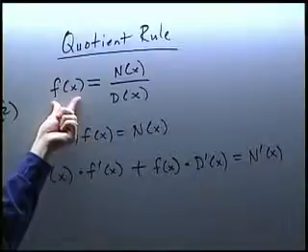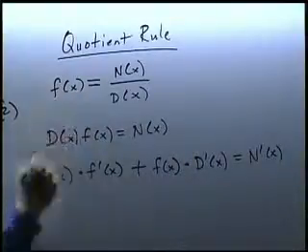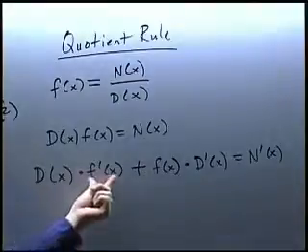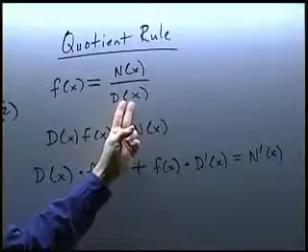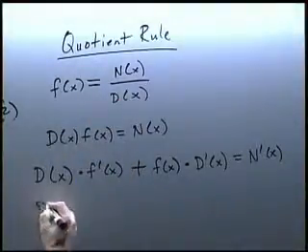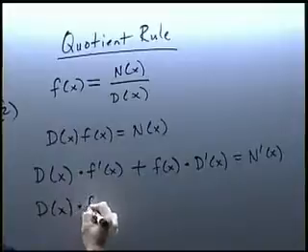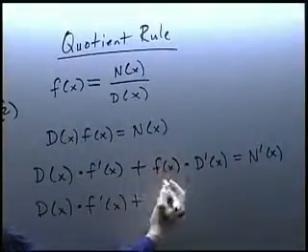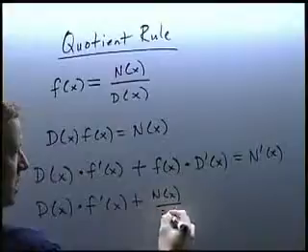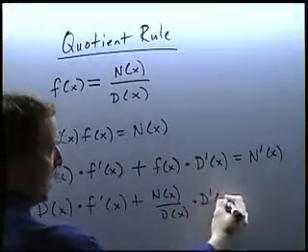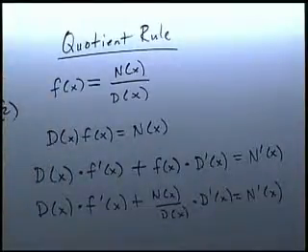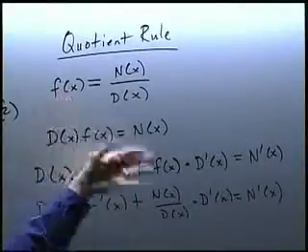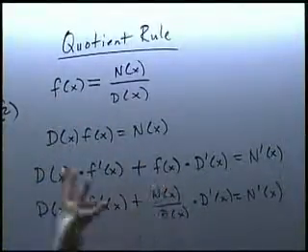So let's find the derivative for function f. The only other thing I'm going to do is replace this f of x with n divided by d. So let's go ahead and do that first. So d of x times f prime of x plus, then we make our substitution, n of x over d of x times d prime of x equals n prime of x. So we're just making a substitution. Our goal with making the substitution is that I really don't want any f of x's in my final answer. I want everything in terms of d's and n's.